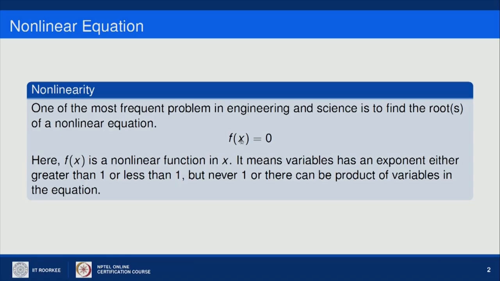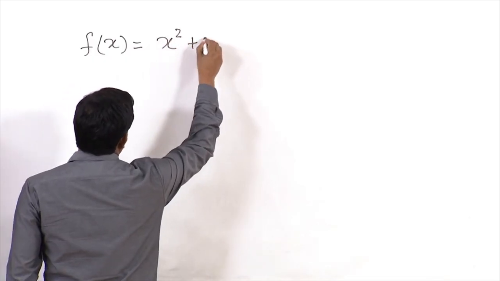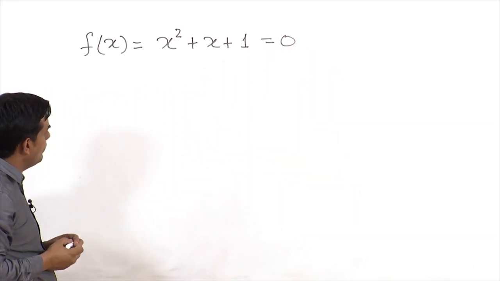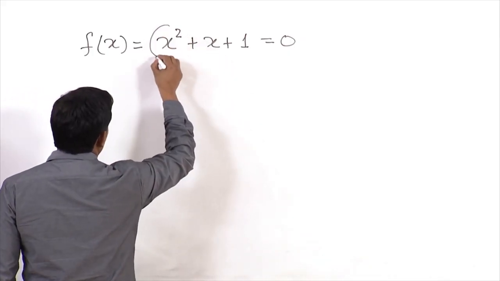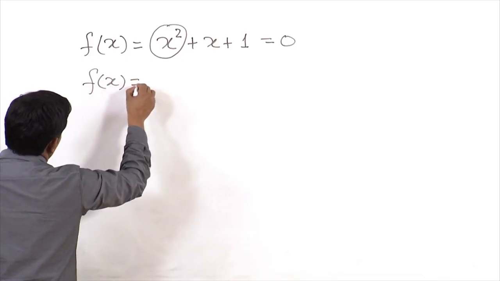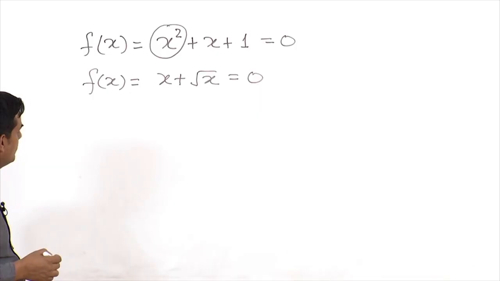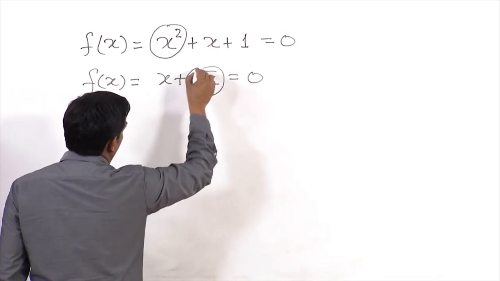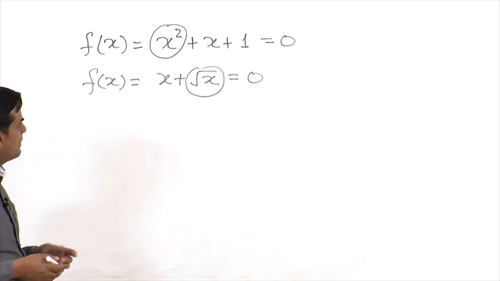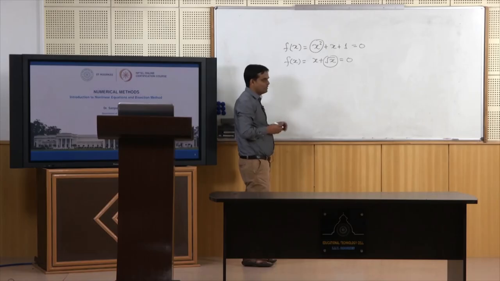If we take some examples of a nonlinear equation or nonlinear function, here x square plus x plus 1 equals 0. This equation is a nonlinear equation, because this particular term has exponent 2. Similarly, if I have some other function, let us say x plus root x, then again it is a nonlinear equation because here the exponent of x in this term is 1 by 2. So in a nonlinear equation, if any of the terms has an exponent less than 1 or greater than 1 but not exactly 1, then the equation is called a nonlinear equation.